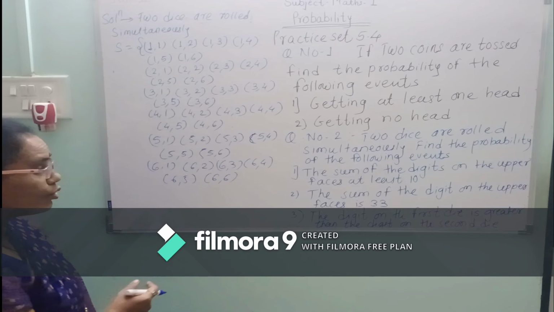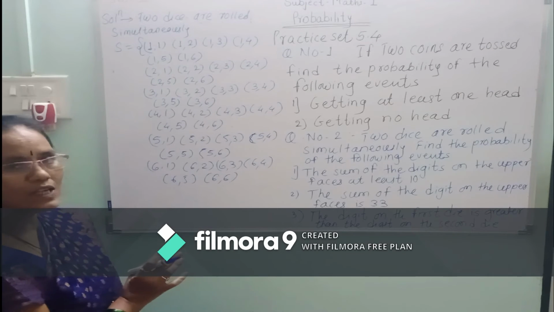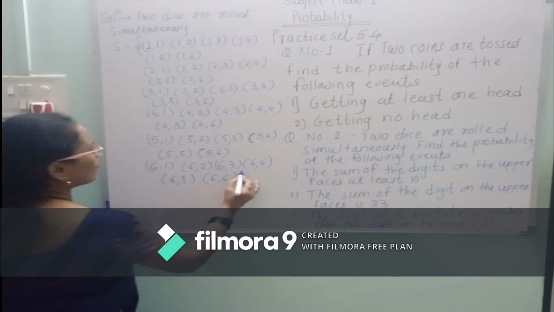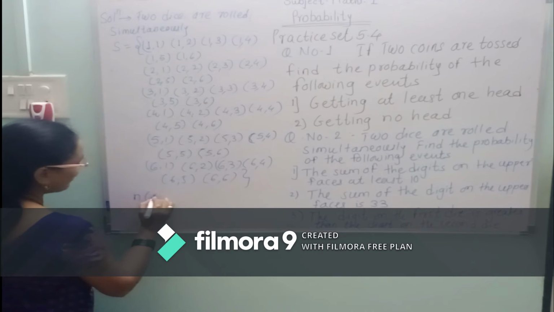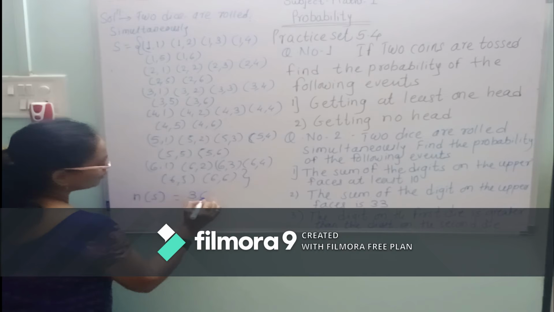This random experiment, two dice rolled simultaneously, has a number of sample points. The number of sample points, n(S), is equal to 36.